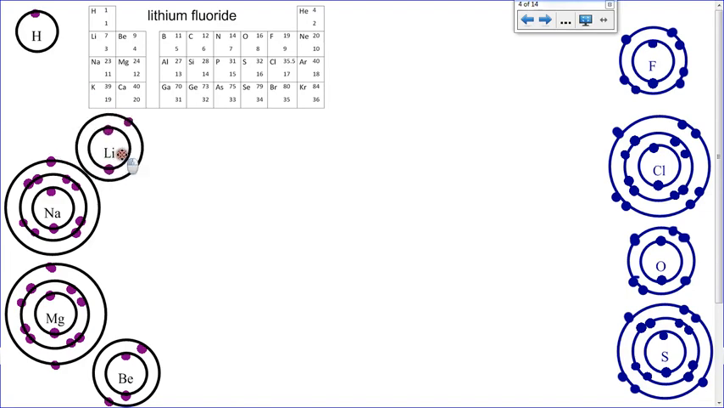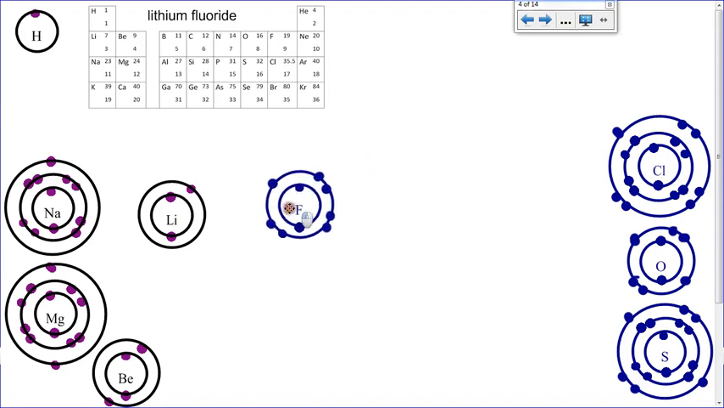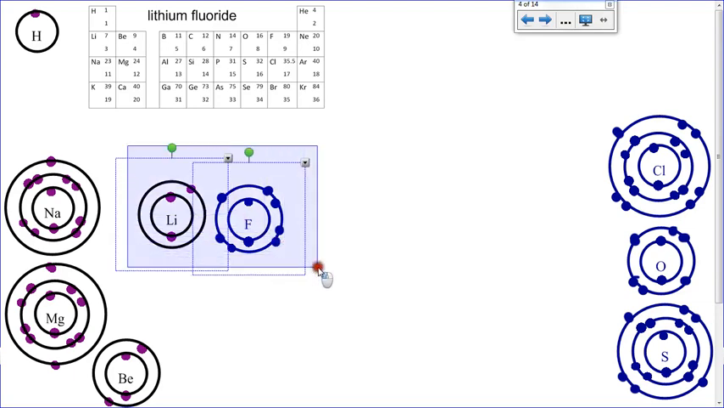So obviously we need one lithium atom, we need a fluorine atom. Now I know if lithium is in group 1, it's going to make one positive charge. Fluorine's in group 7, so it's going to make one negative charge. It needs to gain one electron. So that's what they look like before they start.